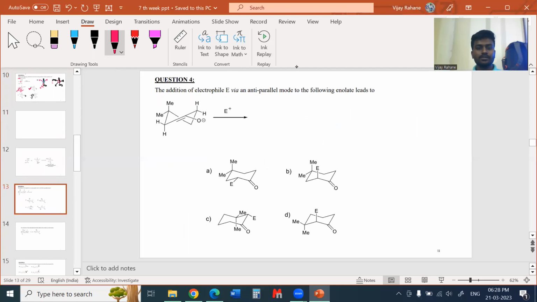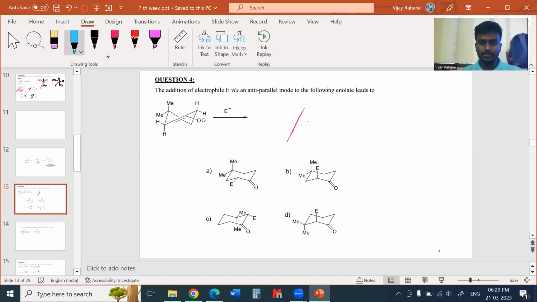The fourth question: the addition of nucleophile E via anti-parallel mode to the following enolate leads to. So they have given the enolate, and we need to just draw the mechanism for this electrophilic addition reaction. So this enolate, how will it attack? We'll draw a slightly bigger structure so that we can draw the reaction mechanism.